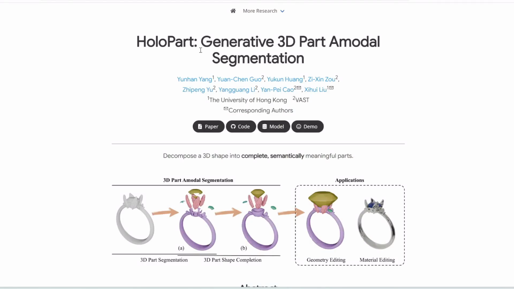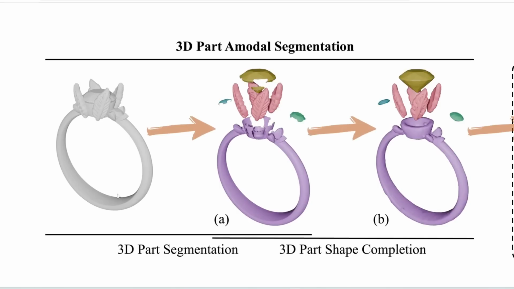It's called HoloPart, and this breaks down 3D objects into smaller complete parts. It can even figure out what's hidden from view. So here's an example. Let's say you have this object of a ring. Well, in the first step, it segments the ring into different meaningful parts, like the ring, and then these decorations, and then the diamond at the top.